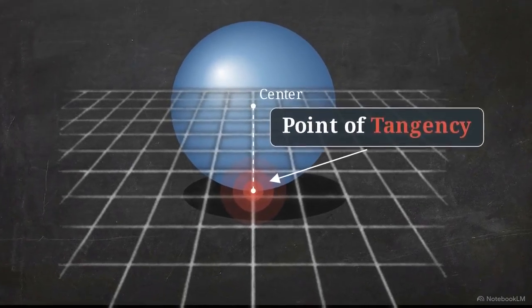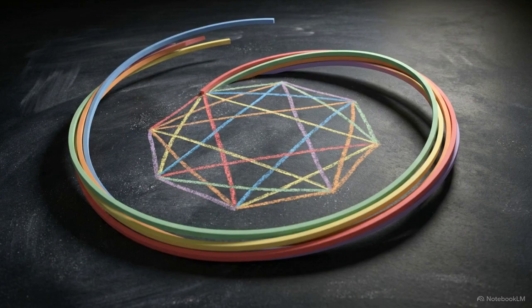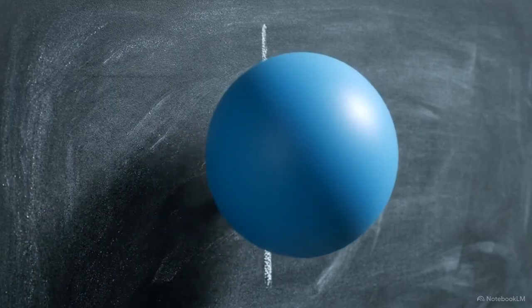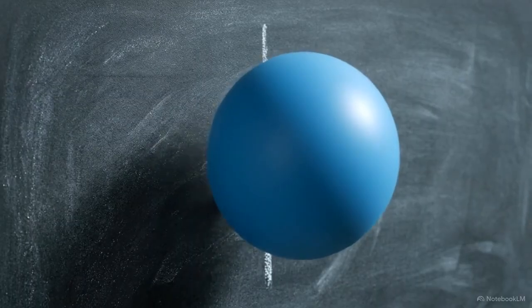We can also generate these shapes through rotation, creating what are known as solids of revolution. By revolving a 2-dimensional region around a central axis, we can map out a 3-dimensional volume. When we spin a flat semicircle around its central vertical axis, its path generates a perfectly smooth, solid sphere.